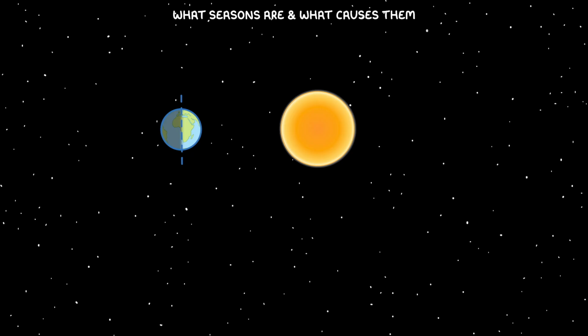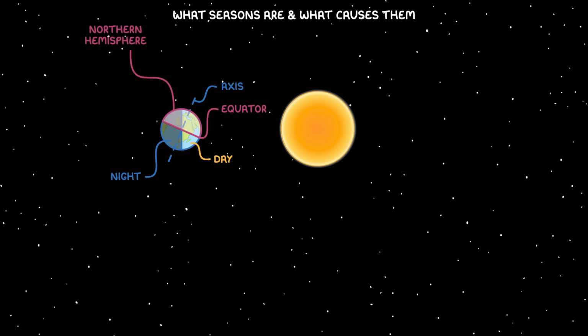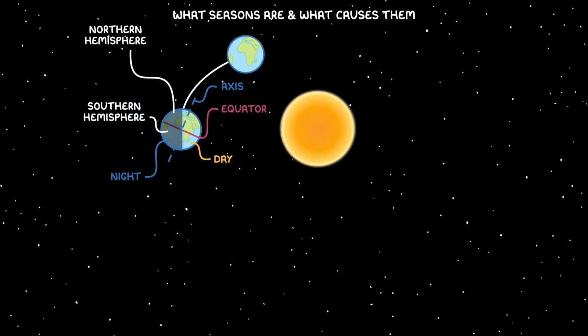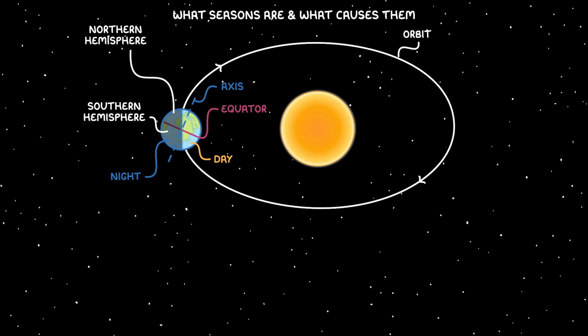Before we begin, let's recap a few basics. First, remember that the Earth is tilted at an angle relative to the Sun and is always spinning around its axis, which gives us the day and night cycle. Second, scientists draw an imaginary line at a right angle to the axis, called the equator, and split the Earth into 2 halves. The top half is the northern hemisphere, and the bottom one is the southern hemisphere. Thirdly, remember that the Earth orbits the Sun, completing one orbit every year, which is approximately every 365 days.